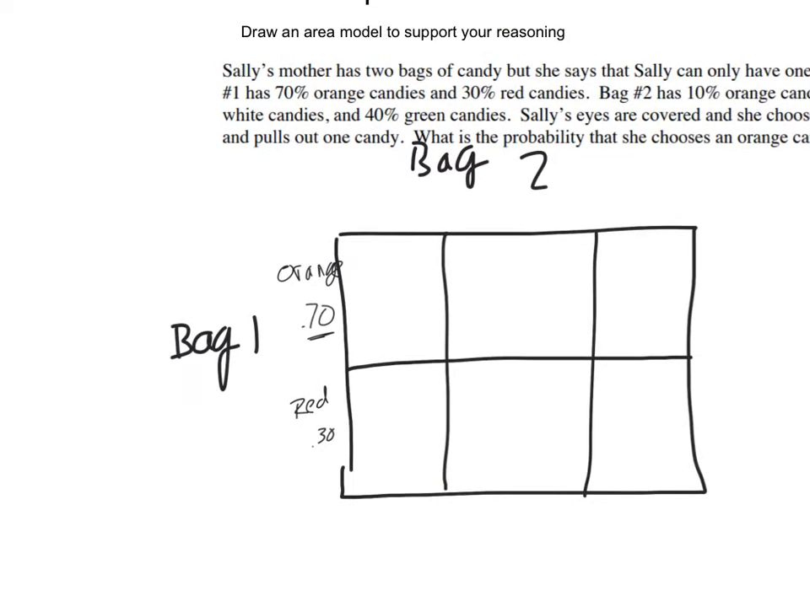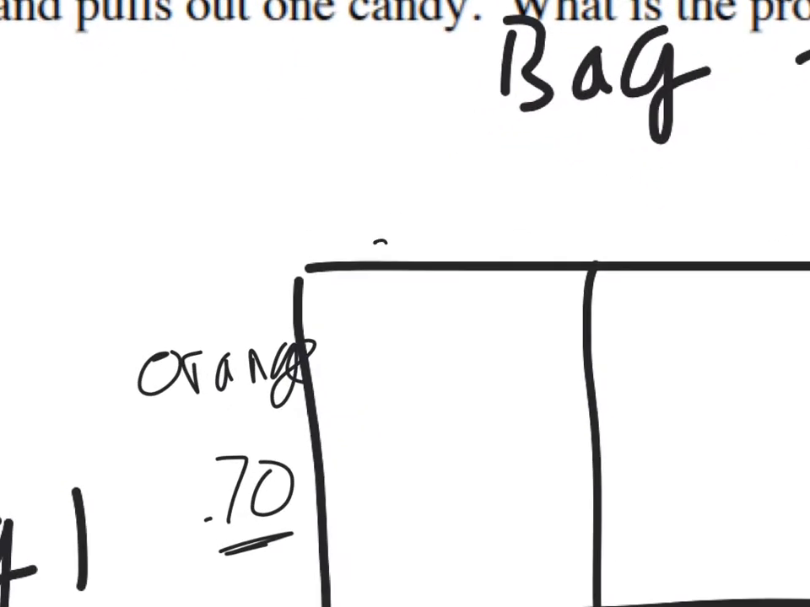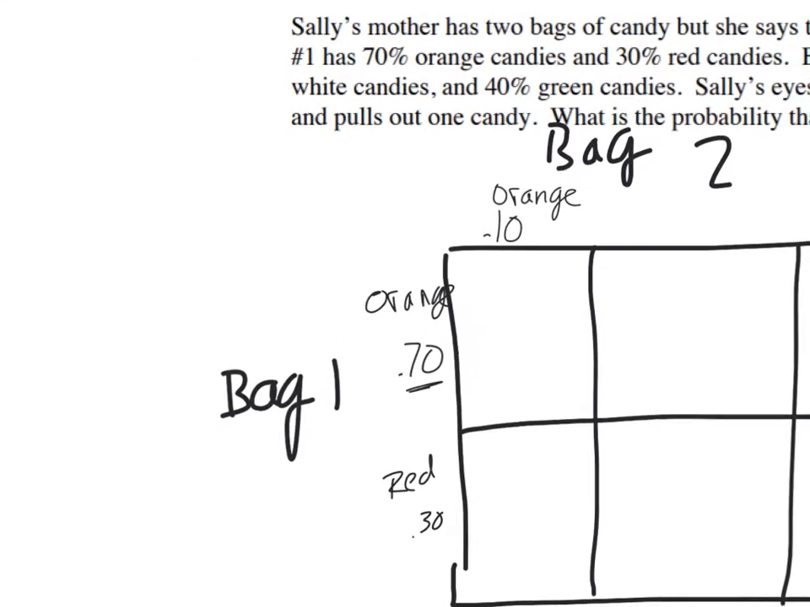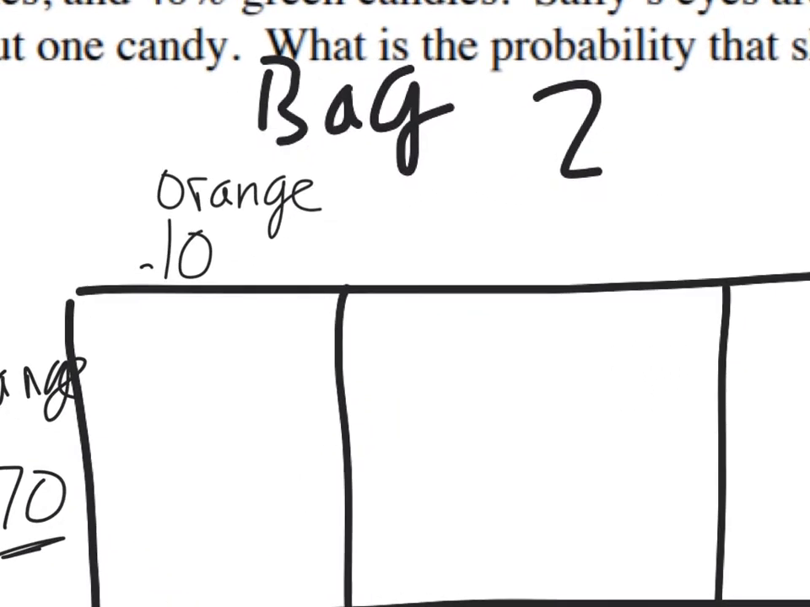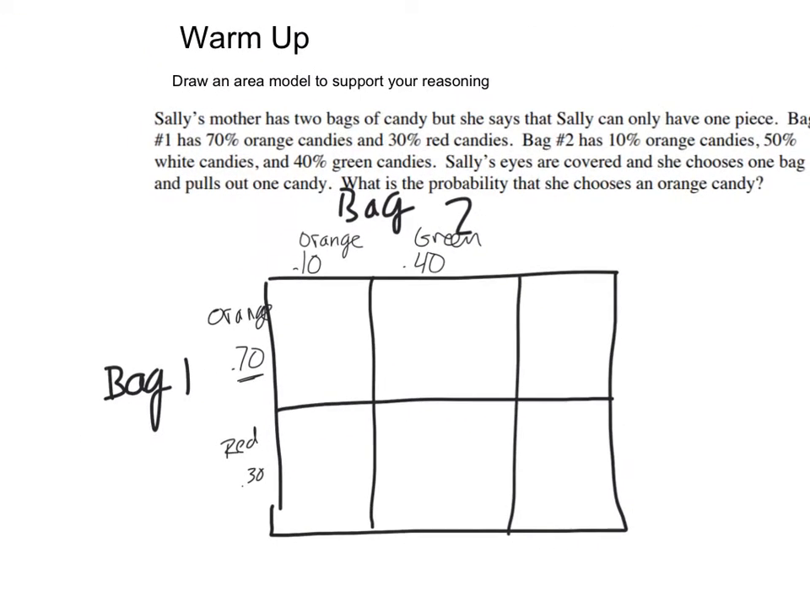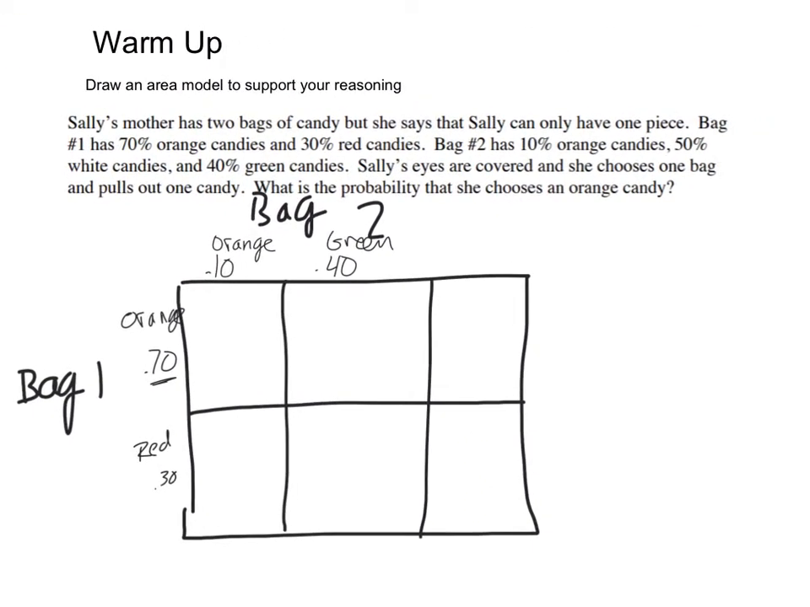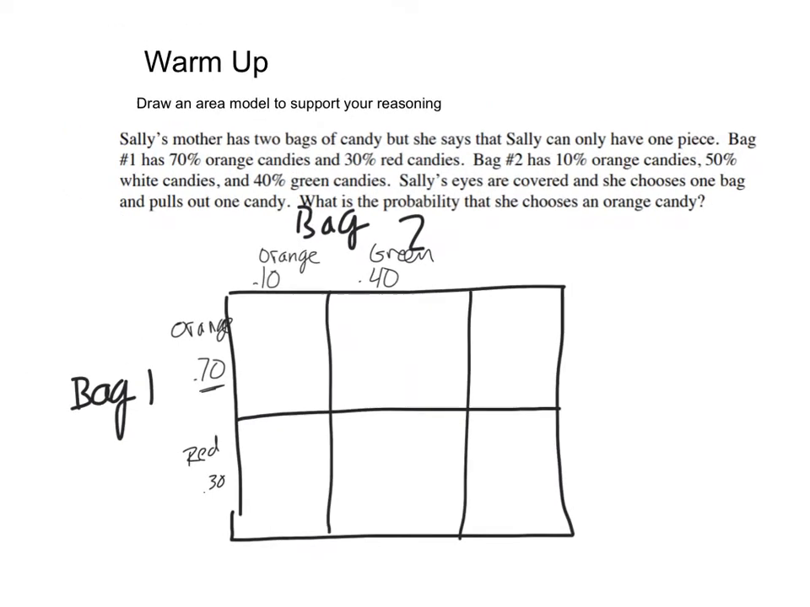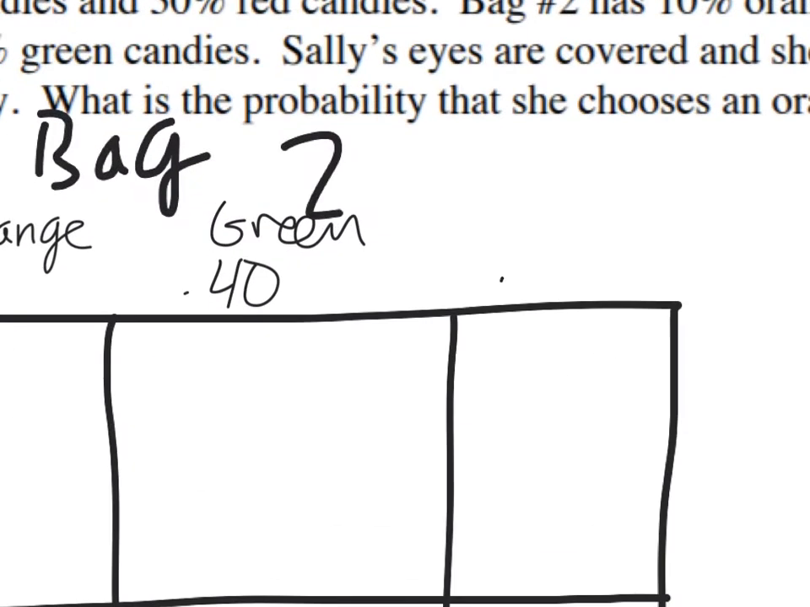It says that bag number 2 has 10% orange, and 10% is written as 0.10. So that's orange. Excuse me, I need to write correctly. Additionally, it has 40% green candies, and 40% is 0.40. So that's green. And then lastly, I skipped over one, but it doesn't matter the order I write those in, 50% white candies. So 0.50, and that would be white.